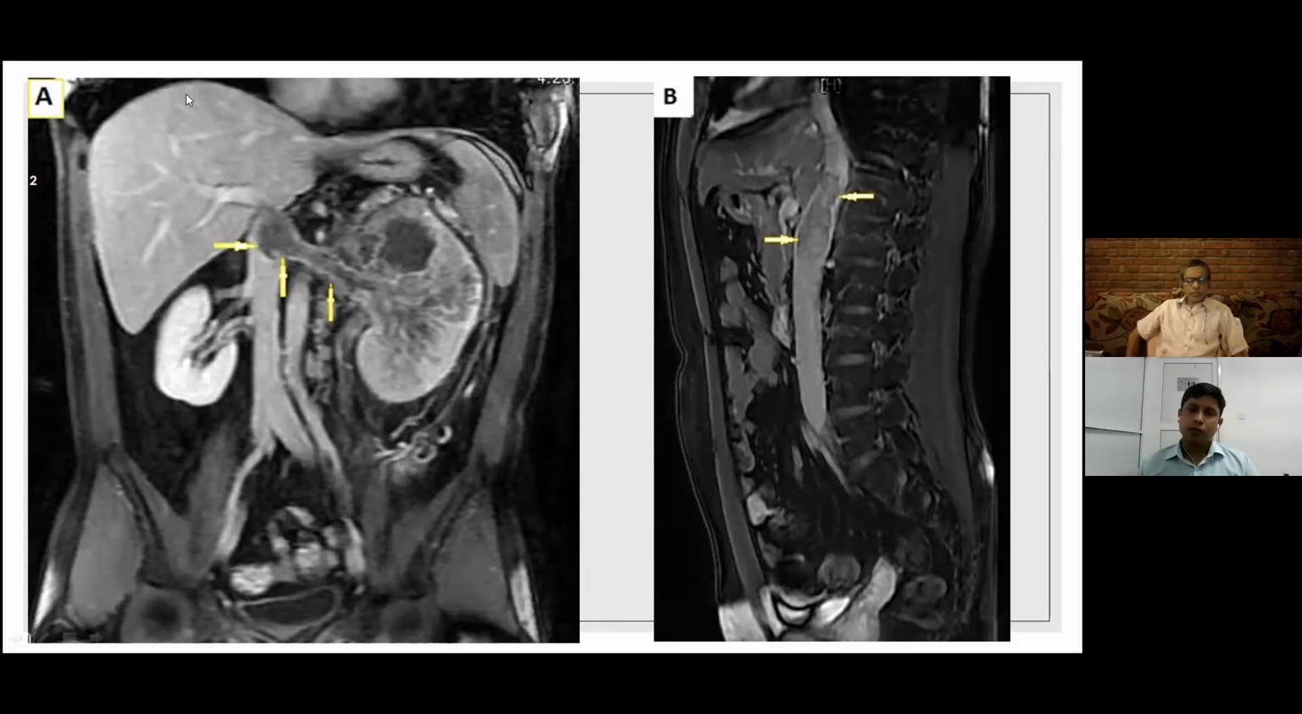When will you say that there is contrast enhancement in a renal mass? What is the difference of the HU value you would like to have? A 15 Hounsfield difference. Then we can consider it as a contrast enhancement.